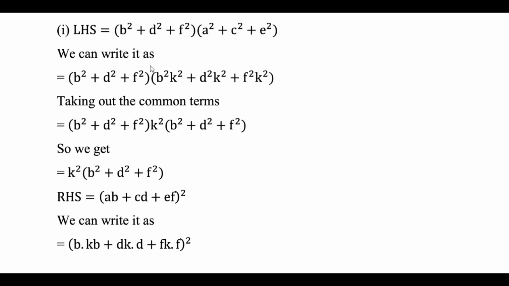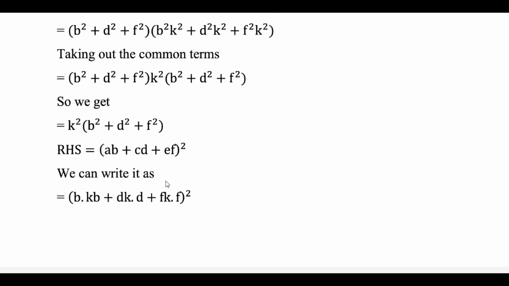So we can write it as (b² + d² + f²)(b²k² + d²k² + f²k²). After that, taking the common term, k² is common, so we get k²(b² + d² + f²) into (b² + d² + f²).